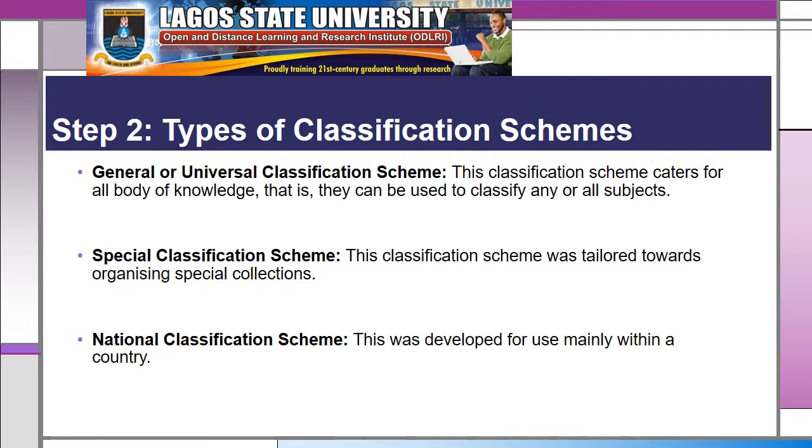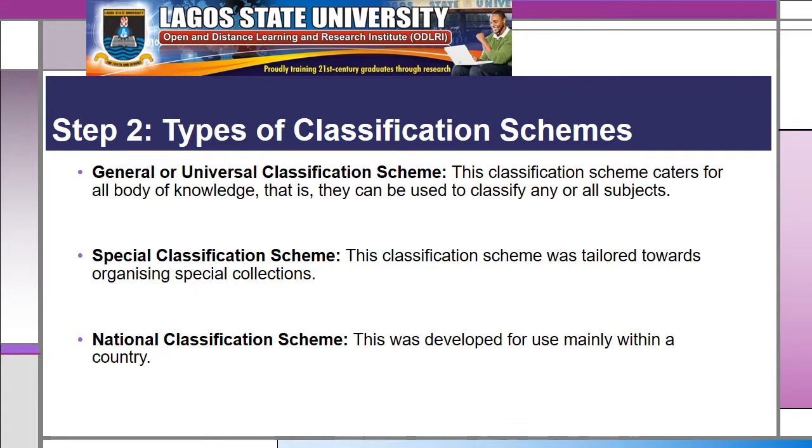Types of classification schemes. They are general or universal classification scheme. This scheme caters for all body of knowledge. That means it can be used to classify any type of subject. Special classification scheme was tailored towards organizing special collections, while the national classification scheme was developed for use within a particular country.